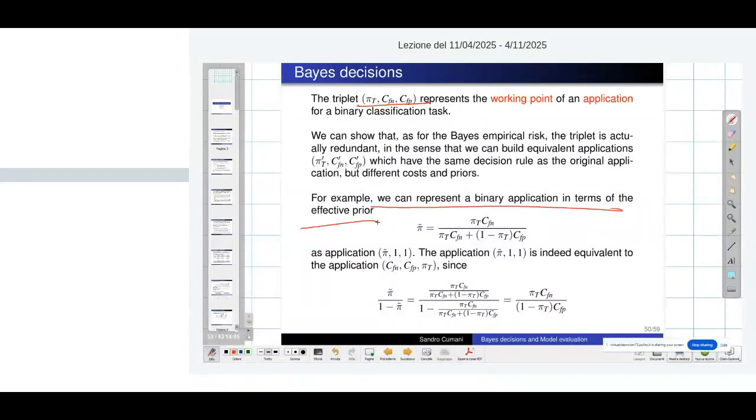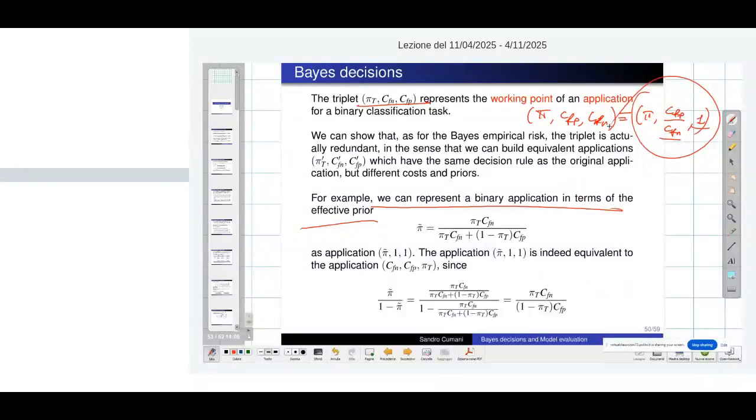We already showed that of those three numbers, actually one is irrelevant. That is, this application will always be equivalent to the application that has these costs. If I divide both costs by the same constant, then I get the same decision. So of those three numbers, one is irrelevant in the sense that I can fix it to 1 and build an equivalent application that has the same decisions.